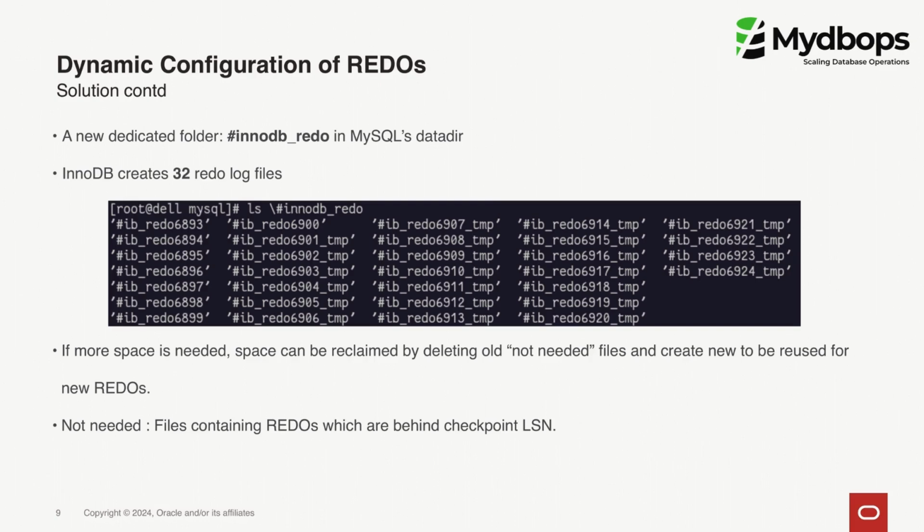So you see there are a few files which have the suffix _tmp and a few files which don't have the suffix _tmp. The files which don't have the suffix _tmp are the files which have redo logs which are needed for the database persistence or consistency. The files with the _tmp suffix are the empty files which can be used by the redo log to write the new redo logs, right? And they might have old redo logs which are not needed. When I say redo logs, what could be the redo logs which are not needed? I'll explain in the next slide.